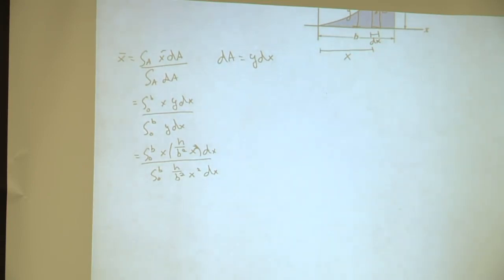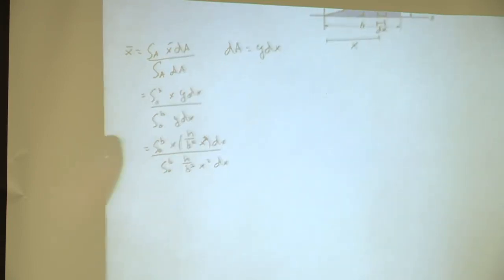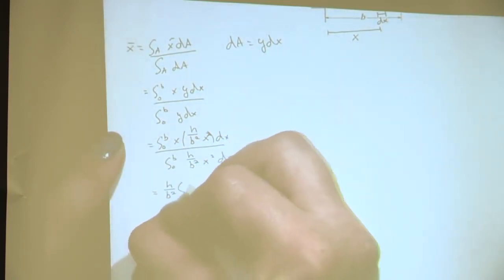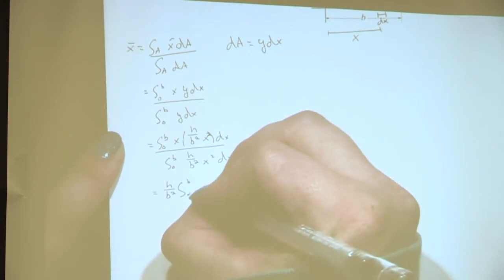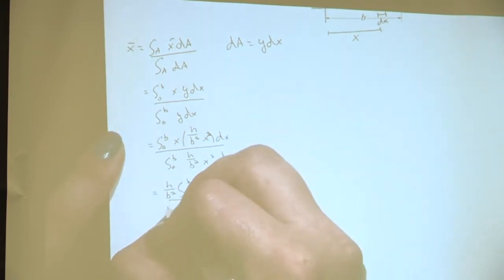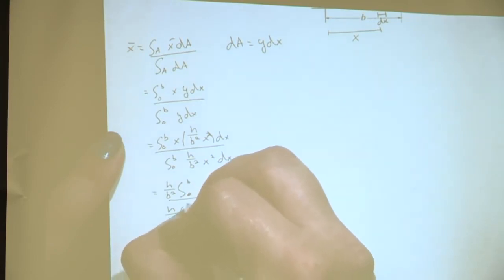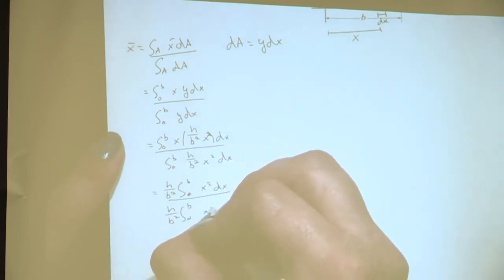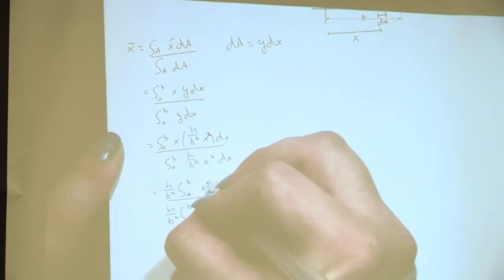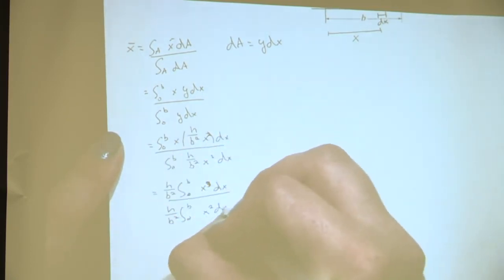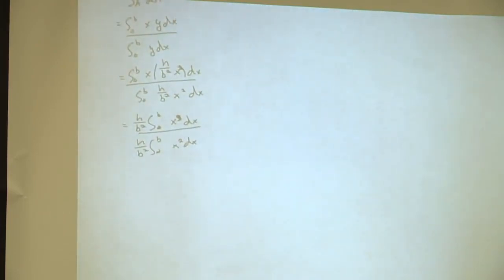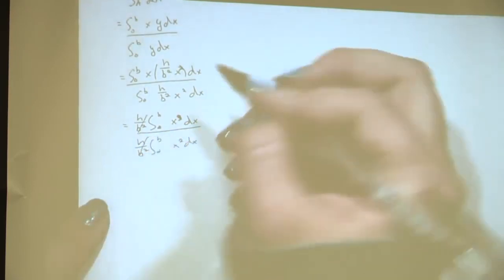Okay, so what can we do to simplify this a little bit? Awesome. So move the constants outside of the integral. So we have h over b squared, integral of 0 to b of x squared dx. And then the same thing down here. Sorry, that should be x cubed because we have that x times x squared. Now, what can we do now? You cancel out the h over b squared. Awesome. So these can cancel out.